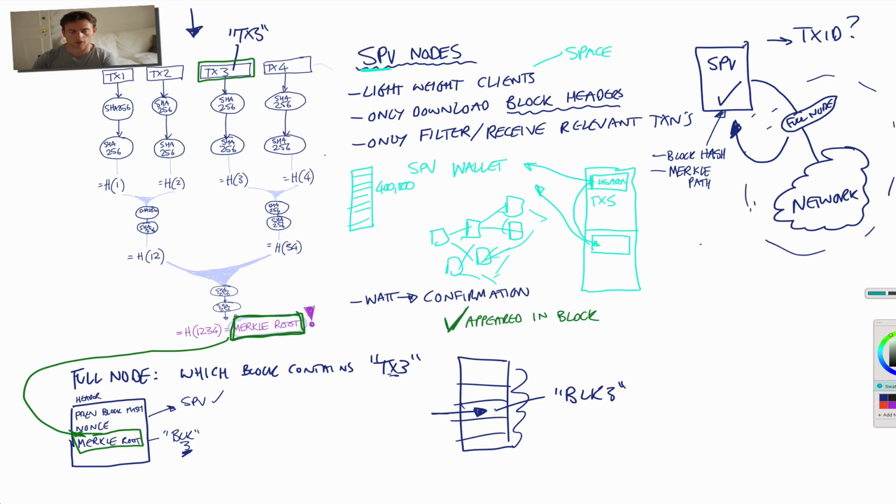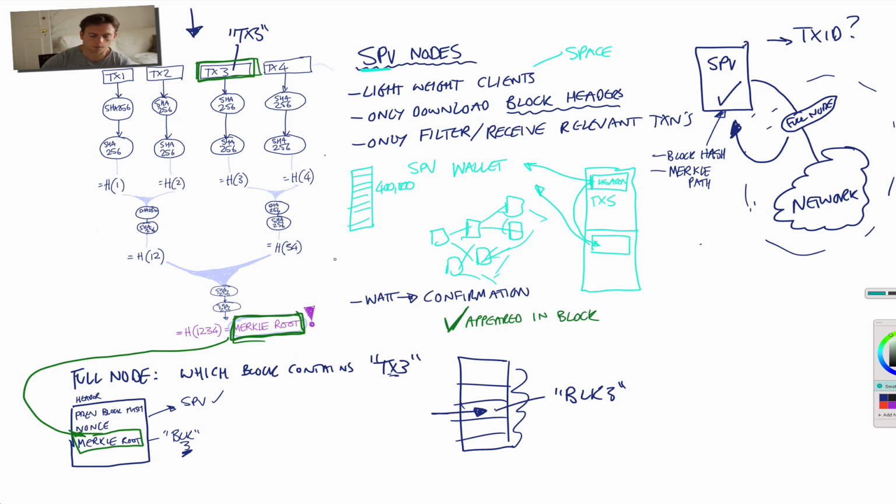If you understand why it's as simple as proving that, because the SPV itself can validate that the Merkle root is valid, and because it can hash the entire block, it can include the previous block hash, and it has a copy of all the block headers that it can validate all the way back to the beginning. So really it comes down to how the full node proves to the SPV that TX3 is part of this Merkle root.